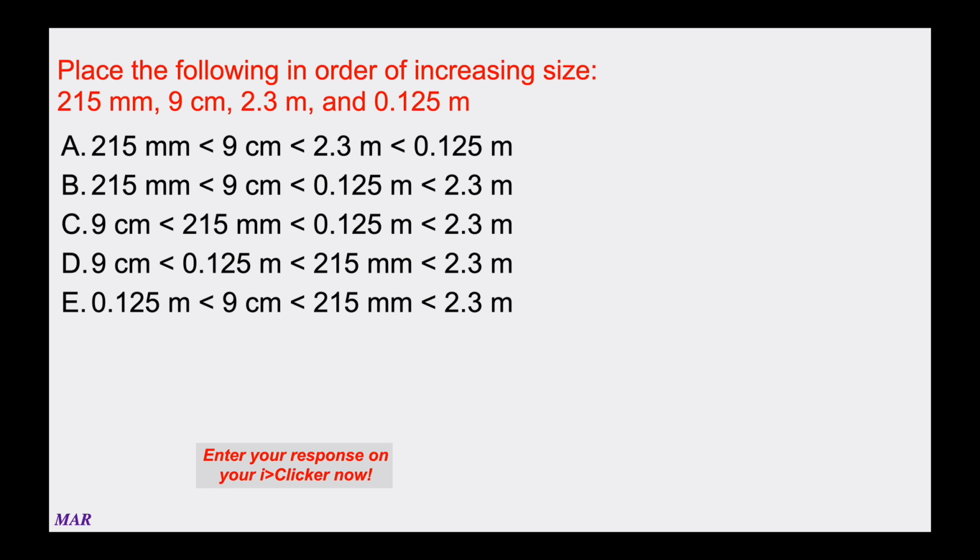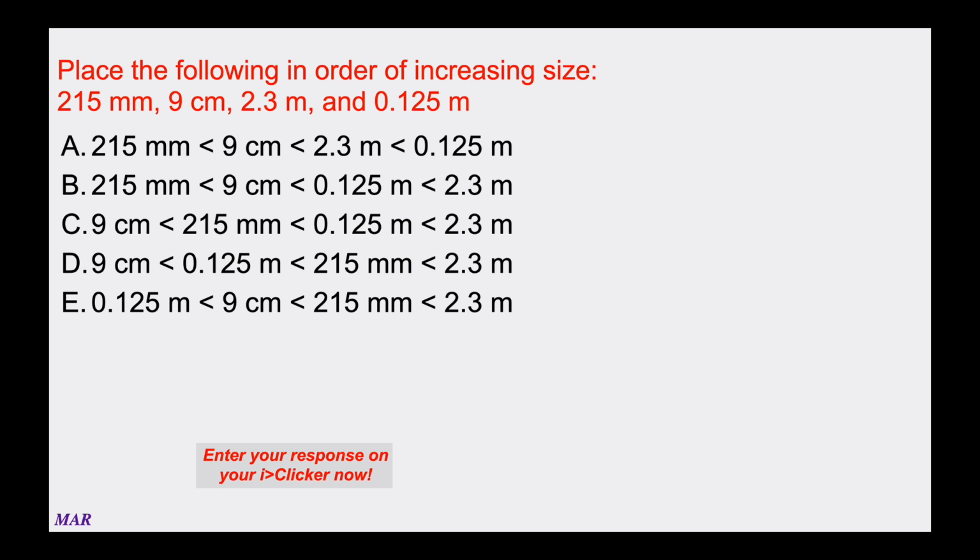Going from millimeters to meters, you want to basically divide by 1,000 or multiply by 10 to the minus 3, either way. But you want to move the decimal point 3 positions to the left. So 215 millimeters becomes 0.215 meters. And you can see that that is bigger than 0.125 meters, but not as big as 2.3 meters.